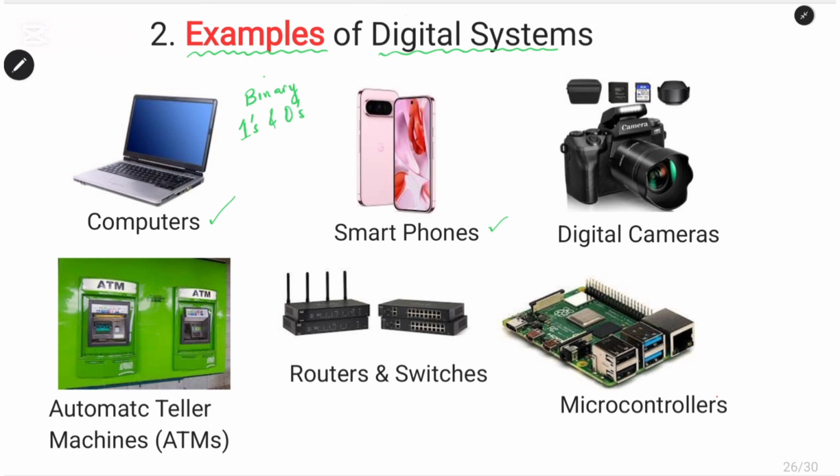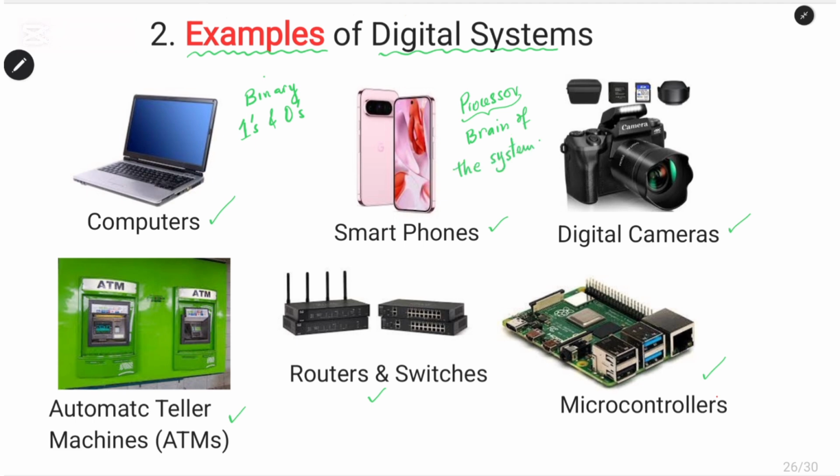And also the smartphone, digital camera, the automatic teller machine or the ATM, routers and switches, and microcontroller. All of them are made up of a logic circuit. The important thing that you will realize that is common in most of these devices is known as a processor. So a processor is nothing but the brain of the system.